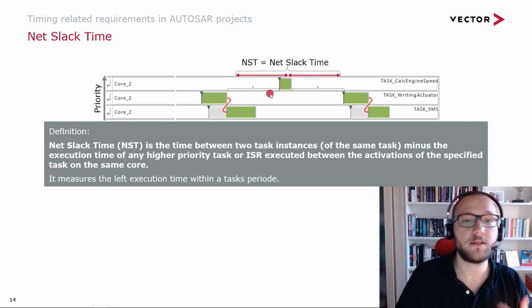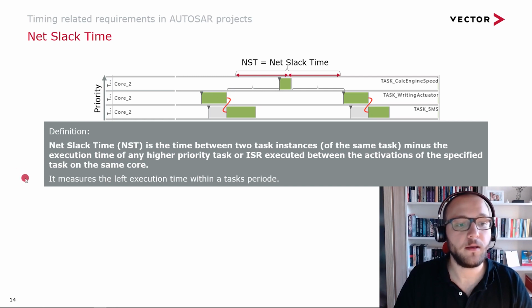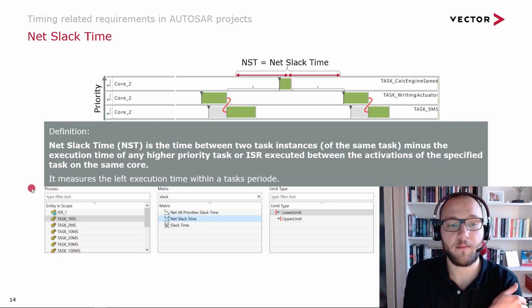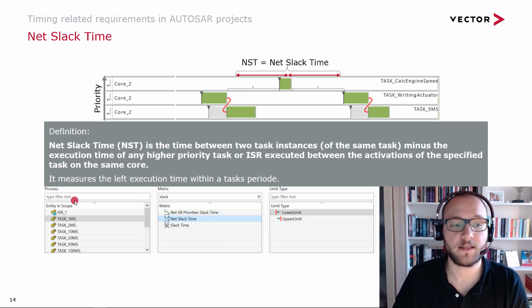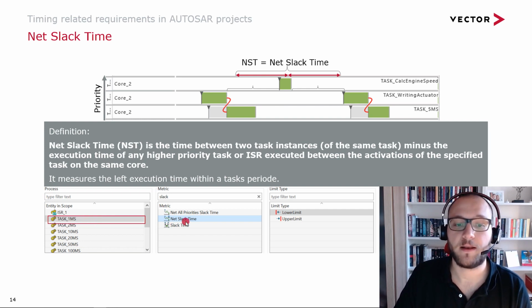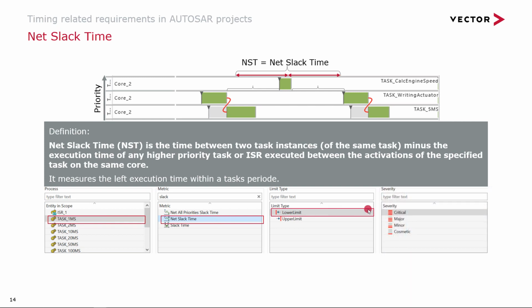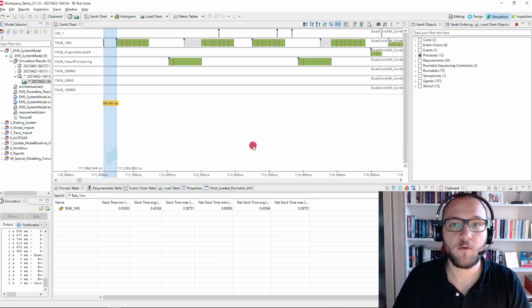Now, if we want to use the net slack time as a requirement in our project, we can go into the requirements definition in the TA tool suite. We're going to select the process, the task 1 millisecond, for example. We are going to select the metric net slack time, and we are going to set a lower limit for a critical severity at 0.1 millisecond, so at 10% of the period of this task. Now, let's have a look how this requirement can look like in an evaluation.